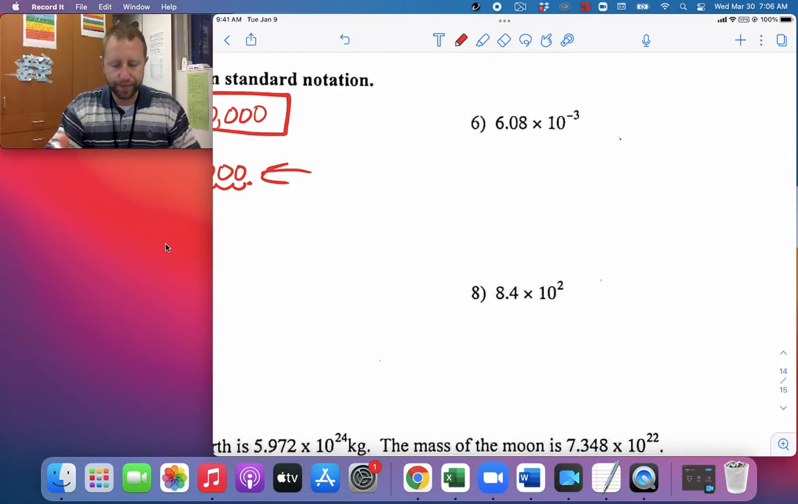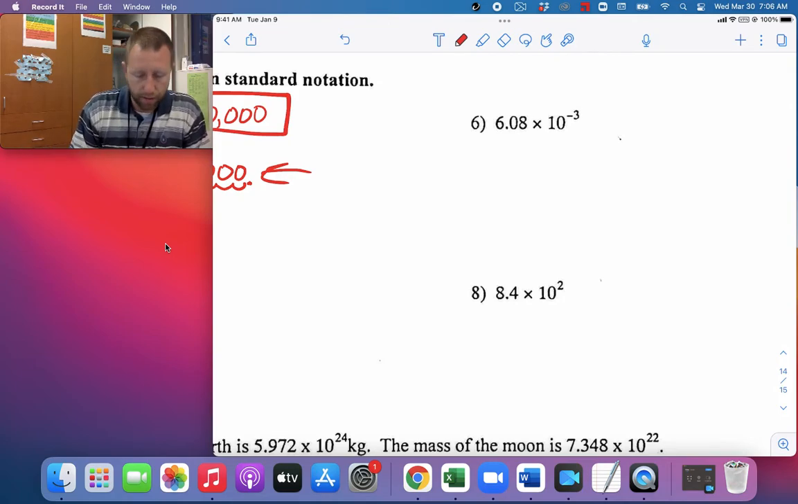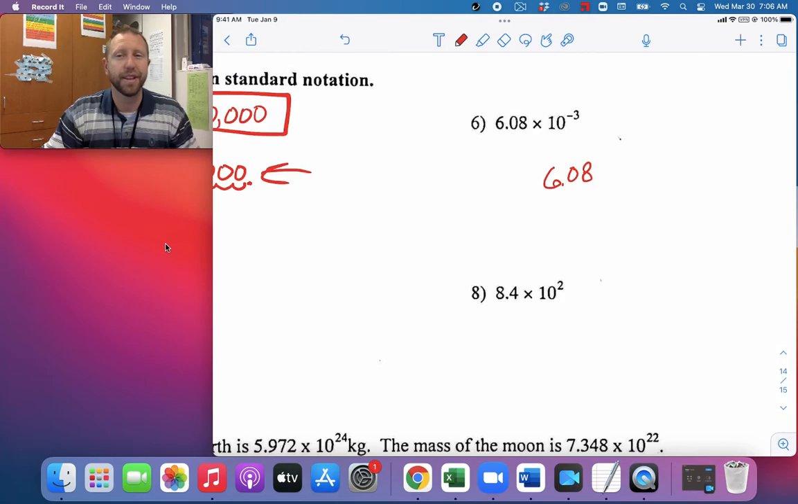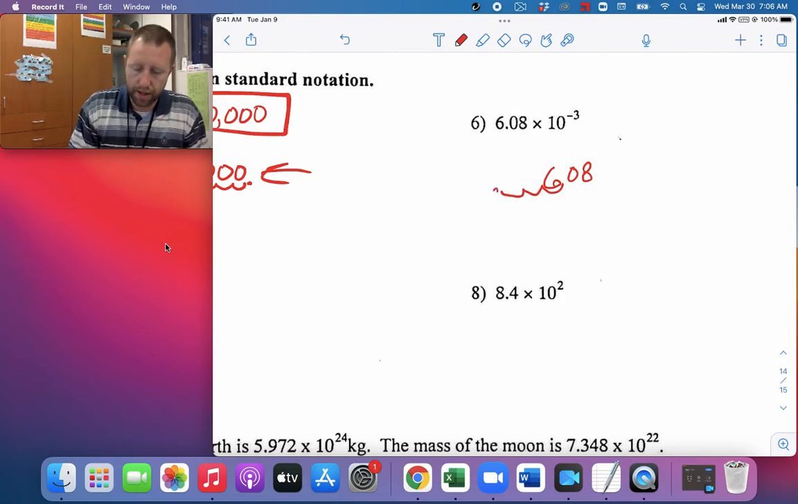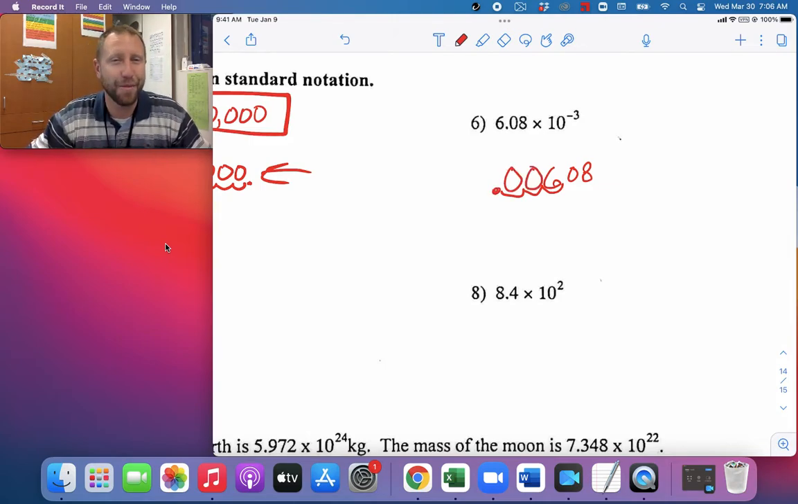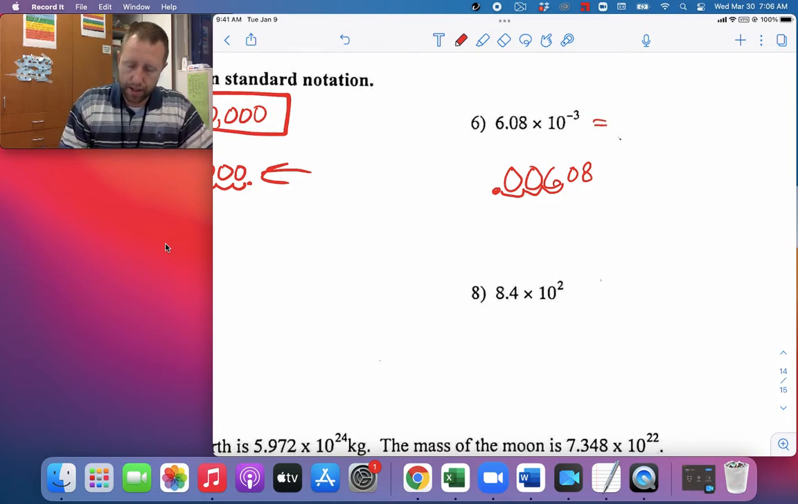Number 6, I have a negative exponent, so I know I'm moving my decimal to the left, all right? Write down everything in front of the times 10, off by itself, and then I'm doing 3 swoops to the left, right? My exponent's 3, so I've got 1, 2, 3. There's my new decimal. Every swoop that doesn't have a number above it, put a 0 in there. So I've got decimal and then 2 zeros, 1, 2, and then 6, 0, 8.